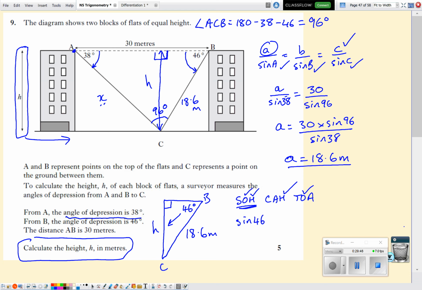So sine 46 equals the opposite side over the hypotenuse, and so the height is 18.6 times sine 46. And here we get our final answer, 13.4 meters. Okay, so it's quite a long process to get to the end here, right? But that is our height.